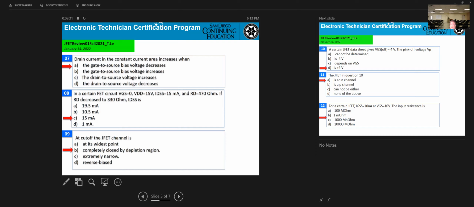Number 9, at cutoff the JFET channel, answer will be completely closed by the depletion region. So number 9 will be B.